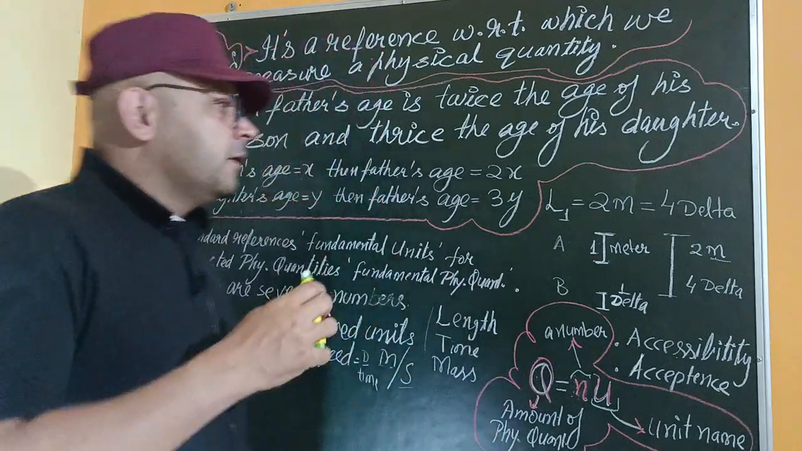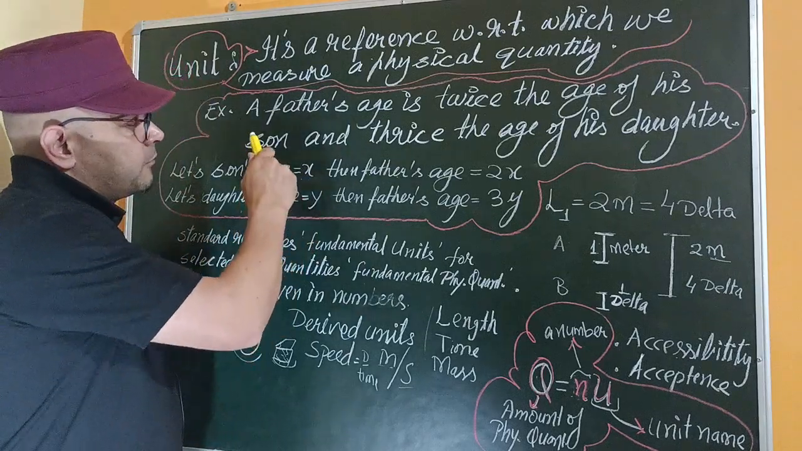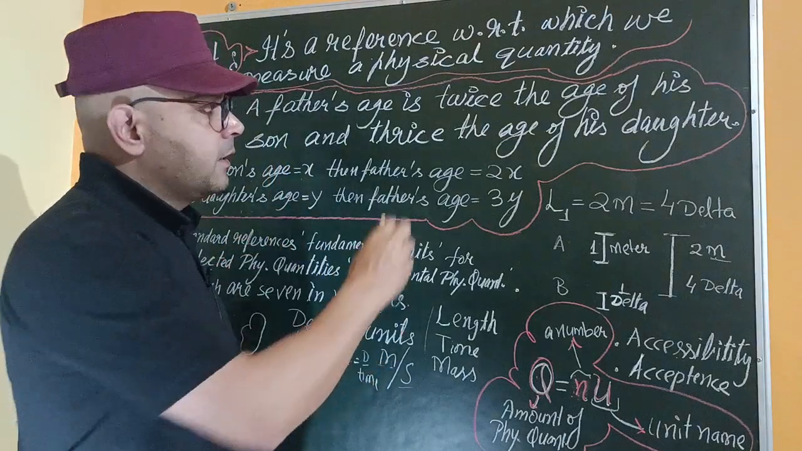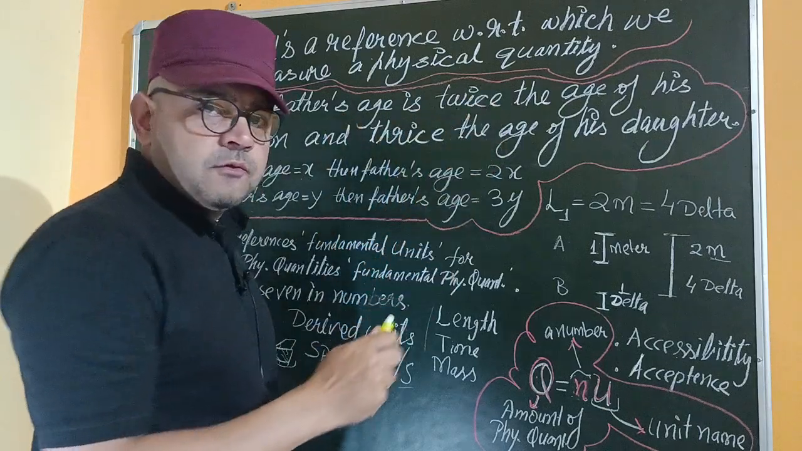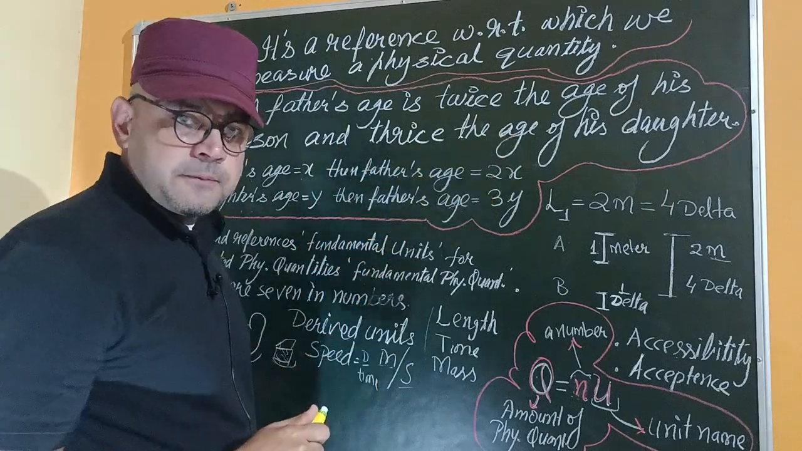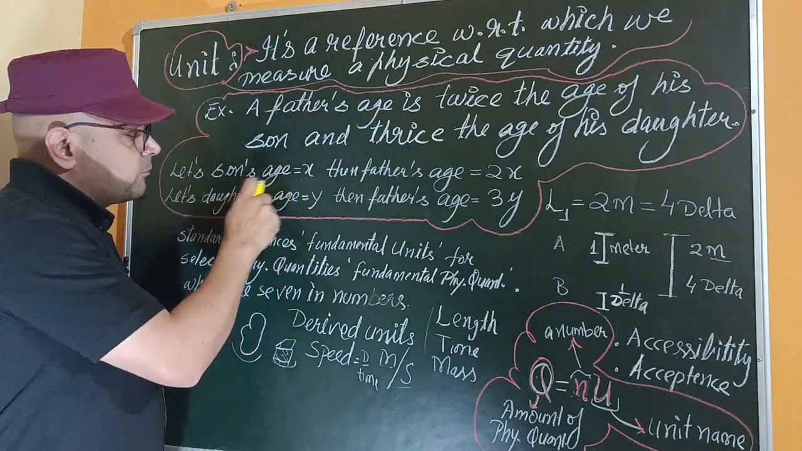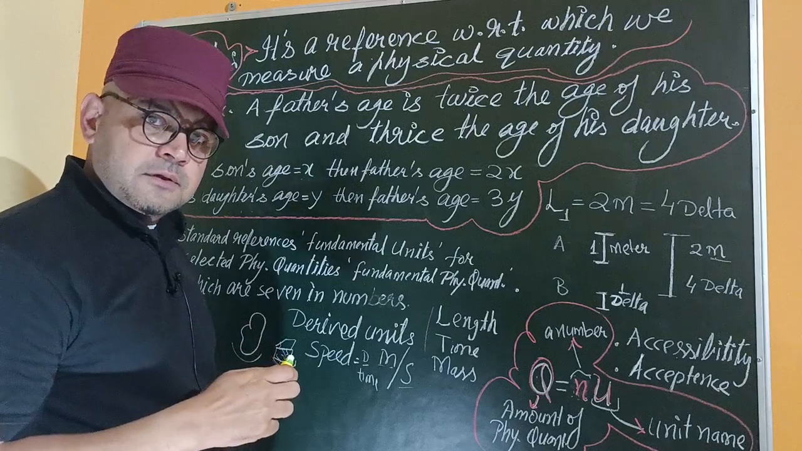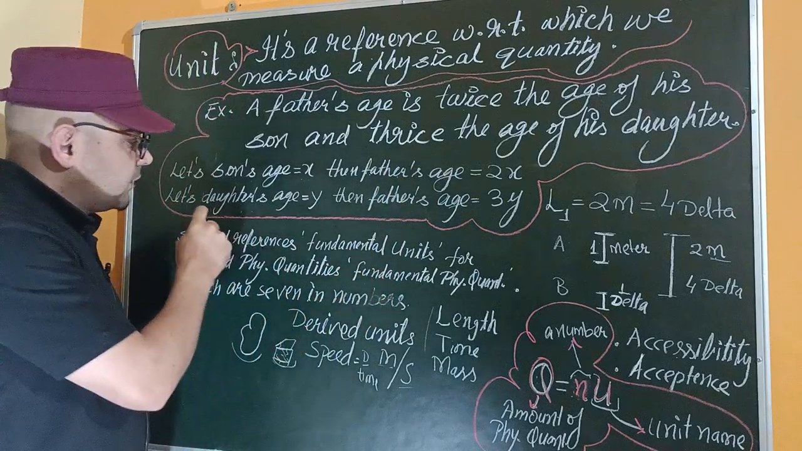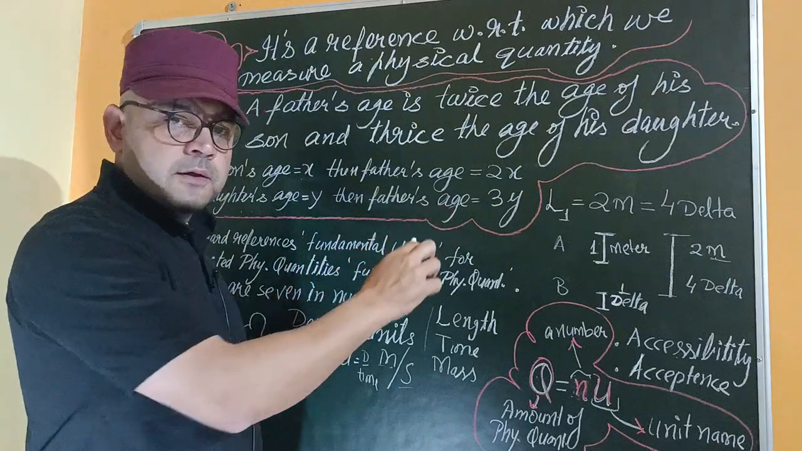Let's zoom further into it with an analogy. Suppose we are required to answer the age of a father, but we are given a condition that the father's age is twice the age of his son, and one more condition, thrice the age of his daughter. So to determine the age of the father, suppose the son's age is x, then the father's age will be 2x. In a similar way, say the daughter's age is y, then the father's age will be 3y.